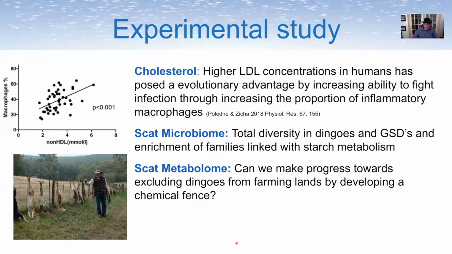The major reason we were interested in that is, can we make progress towards excluding dingoes from farmlands by developing a chemical fence? In Australia, farmers shoot a variety of different wild dogs and dingoes, and they hang them up on their fences. This is a devastating picture to illustrate the problems that they have with dingoes and wild dogs. Of course, the farmer doesn't know whether these animals are pure dingoes or dingo-dog hybrids. Perhaps developing a chemical fence would enable the pastoralists and the native ecosystems to exist in a little bit of harmony.